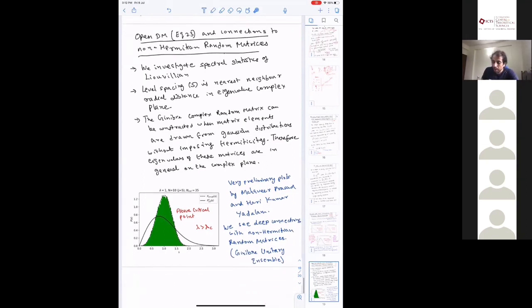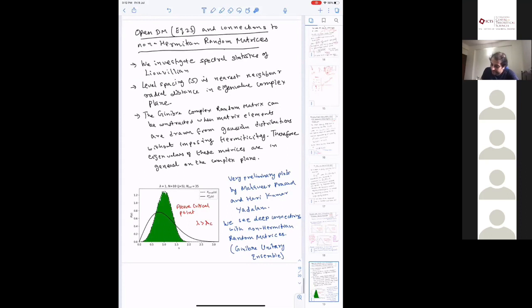Now what happens is that these are very preliminary plots. What we see is that when lambda is greater than lambda critical, please keep in mind that this lambda critical actually depends on kappa.